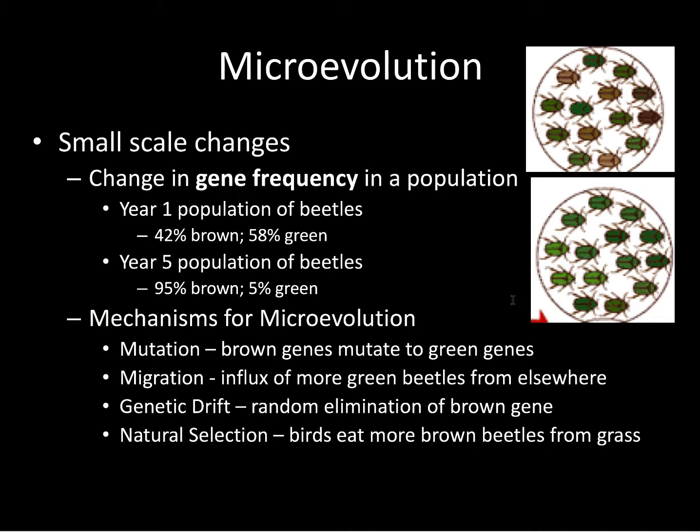So what are the mechanisms for microevolution? What's causing these small-scale changes that eventually lead to speciation, to this macroevolution? We could have mutations. Maybe more green genes occur because brown genes are mutating to become green genes. Or maybe there's a migration, an influx of green beetles into the population where they're passing on that green allele. Maybe there's genetic drift, some random elimination of the brown gene. Or natural selection. Let's say a bird begins to eat all the brown beetles because these beetles are living in green grass and the brown beetles stand out more.